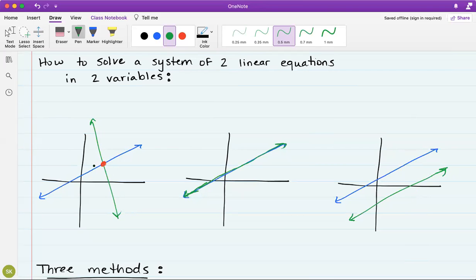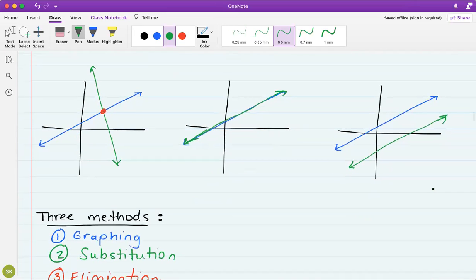When the two lines intersect at one point, we're going to have one solution. When the two lines overlap, we're going to have infinitely many solutions. And when the two lines are parallel, we're going to have no solution. So remember that a solution is a point that lies on both lines.